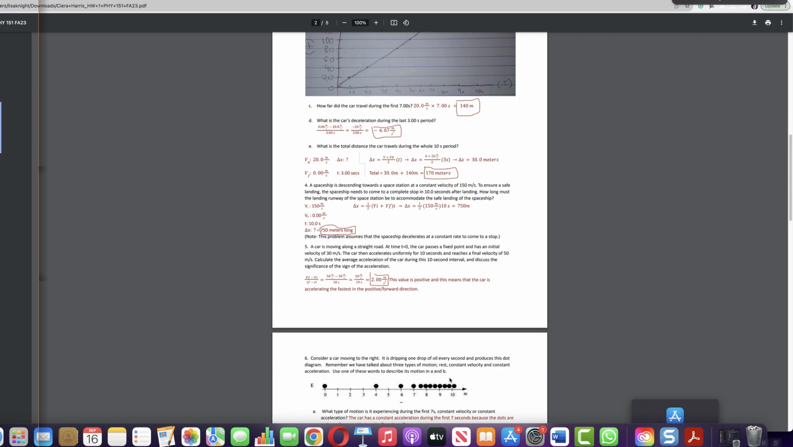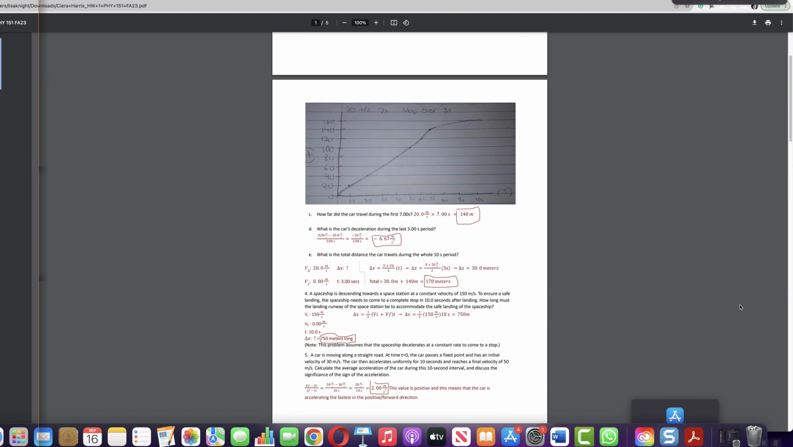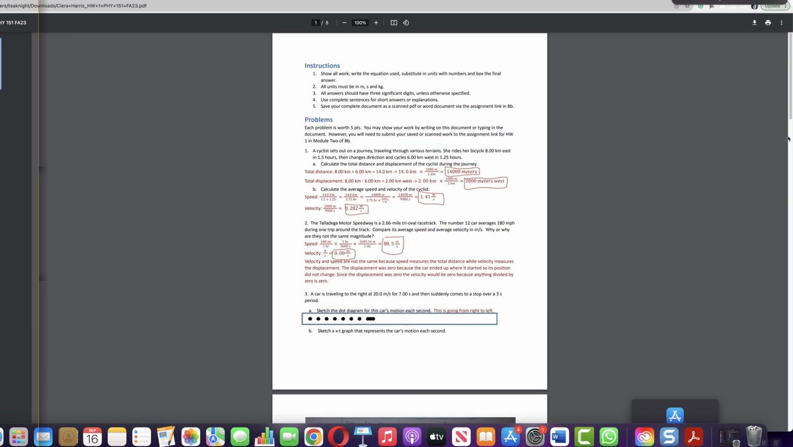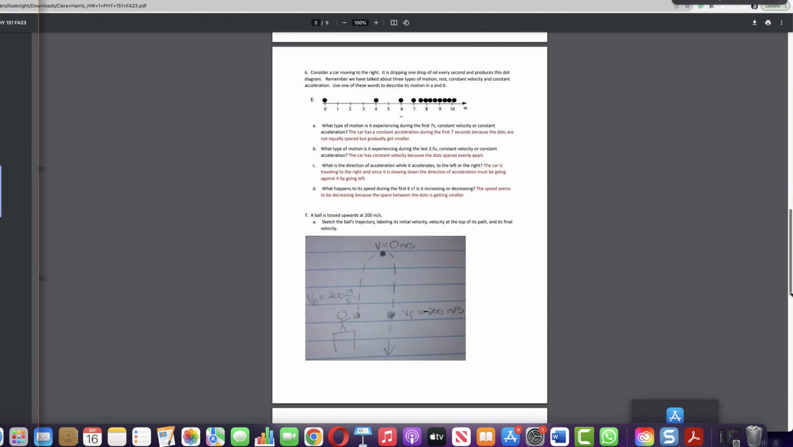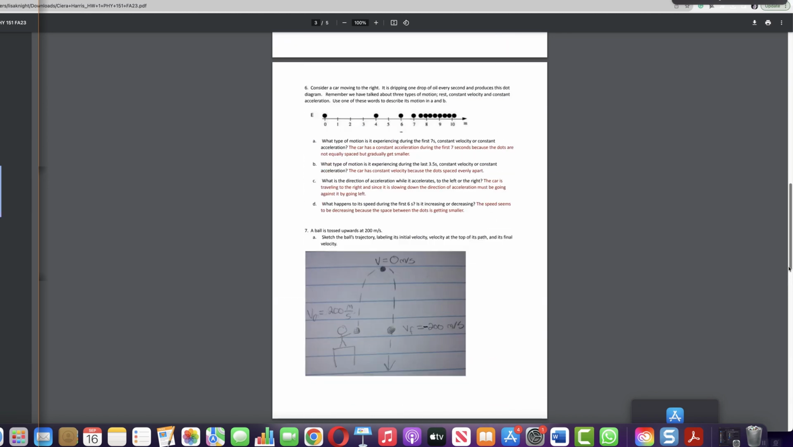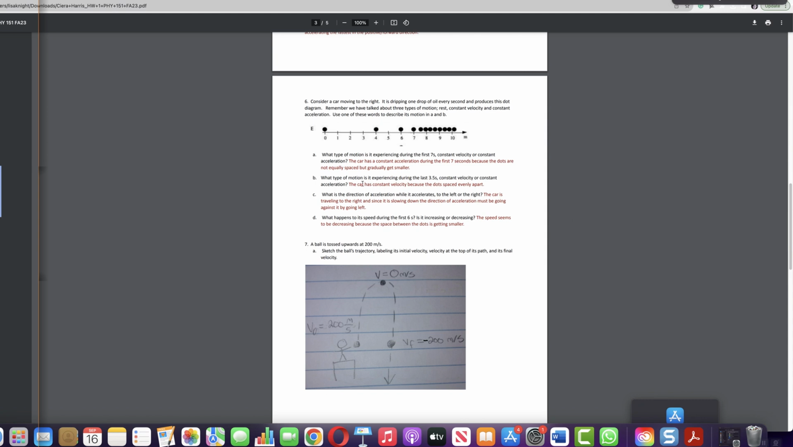And in number 6, you had a dot diagram, and you were going to answer some questions about it. So let me get it up here. In number 6, the dots are getting closer, so in A, that's acceleration, and then the dots are equally spaced, so in B, that's constant velocity.